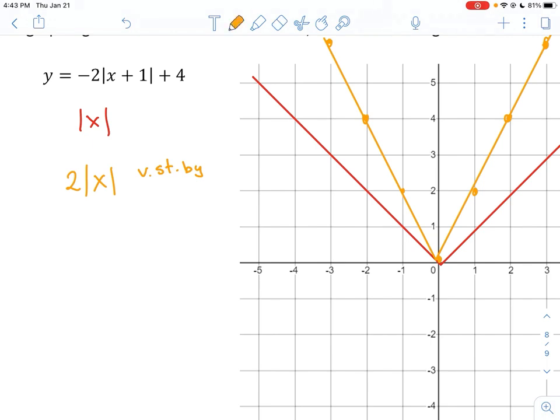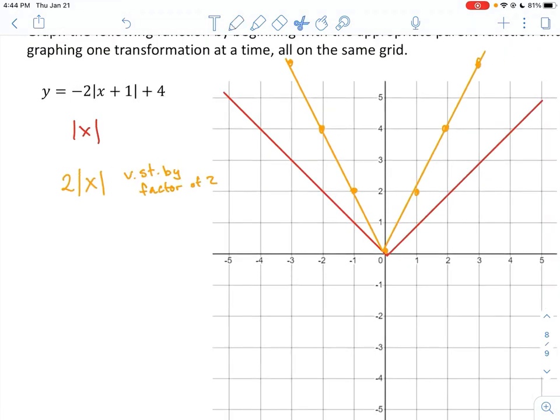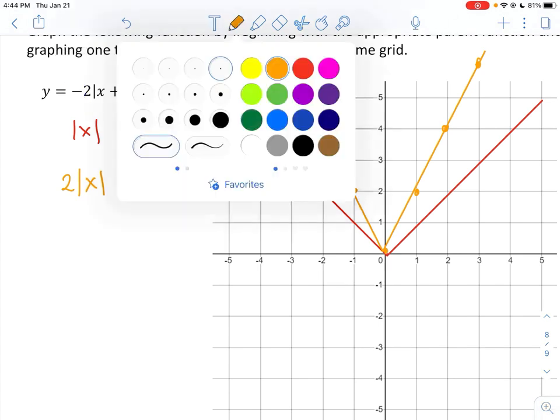If I say vertical shift by 2, then that just means everything went up 2 units. When I say vertical stretch by 2, that means we multiplied by 2. I should probably write the word factor of 2. Okay, next, let's worry about doing that negative, get that in place.